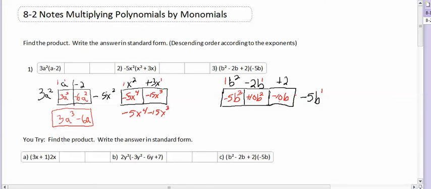And there's just 1b. So our answer is -5b to the 3rd plus, that's a 10 in there, 10b to the 2nd minus 10b. Okay, so now that's my answer for this third one, and it goes in standard form. So 3, 2, 1. And here's my answer for the second one. I'll go ahead and put a box around it, red box.